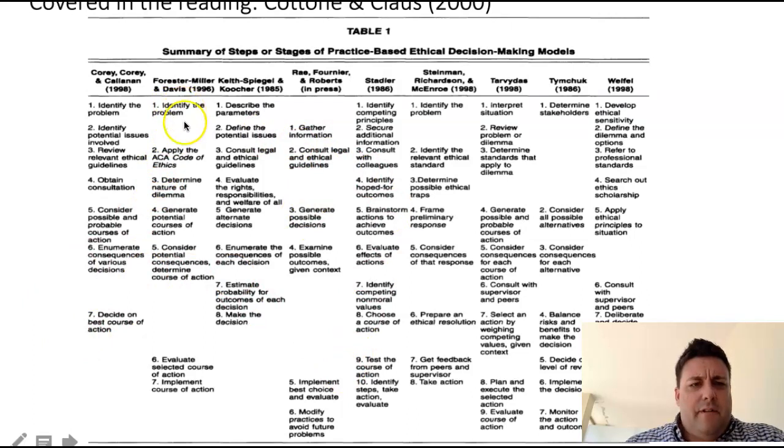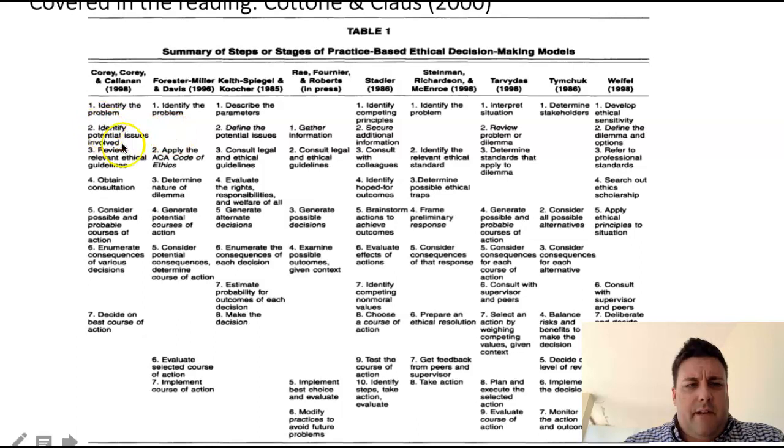Forrester, Miller, and Davis, for example, work in counseling, not social work, but their steps are identify the problem, apply the American Counseling Association Code of Ethics, determine the nature of the dilemma, generate possible courses of action, consider consequences, evaluate the selected course of action, and then implement that particular course of action. And if, for example, this was an ethical decision-making model that resonated with you, you could simply replace the ACA Code of Ethics with the NASW Code of Ethics. But the rest of these are fairly similar.